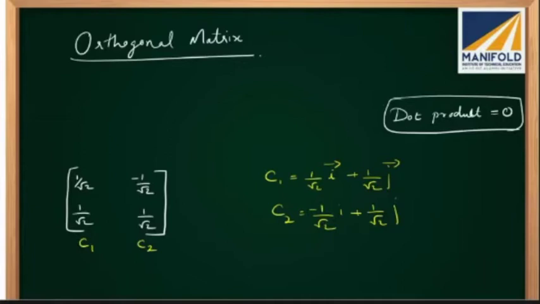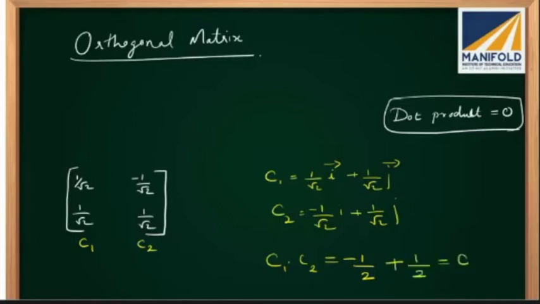How do you evaluate C1 dot C2 if you want to find the dot product of these two columns? It's very simple. How do you evaluate the dot product of two vectors? You just multiply the i components, you just multiply the j components and add them up. So I have 1 by root 2 into minus 1 by root 2, which is minus 1 by 2. Plus, I'll add the product of the other components, 1 by root 2 into 1 by root 2, which is 1 by 2, right?